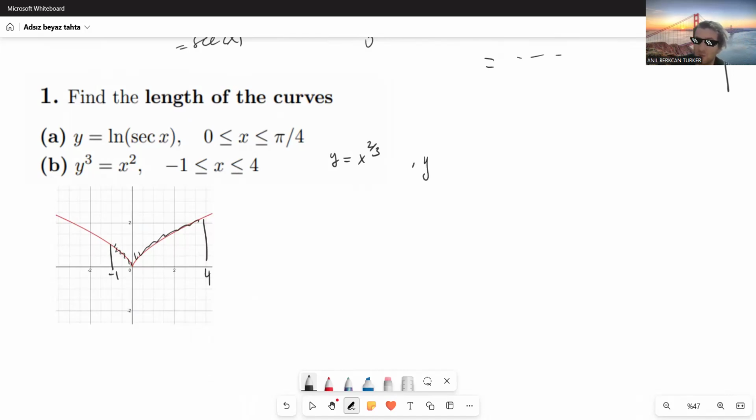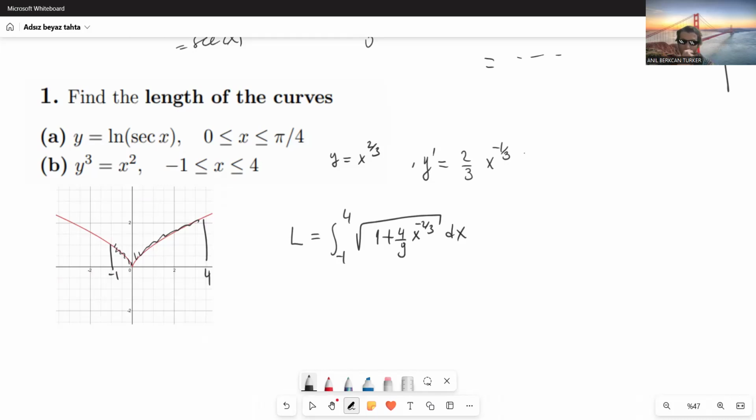you need to find the y prime. Okay. So it's like 2 over 3 x to the power minus 1 over 3. So this is the derivative of y with respect to x. If you take the square and put it into the formula, the length of the curve is from minus 1 to 4 square root of 1 plus 4 over 9 x to the power minus 2 over 3 dx.